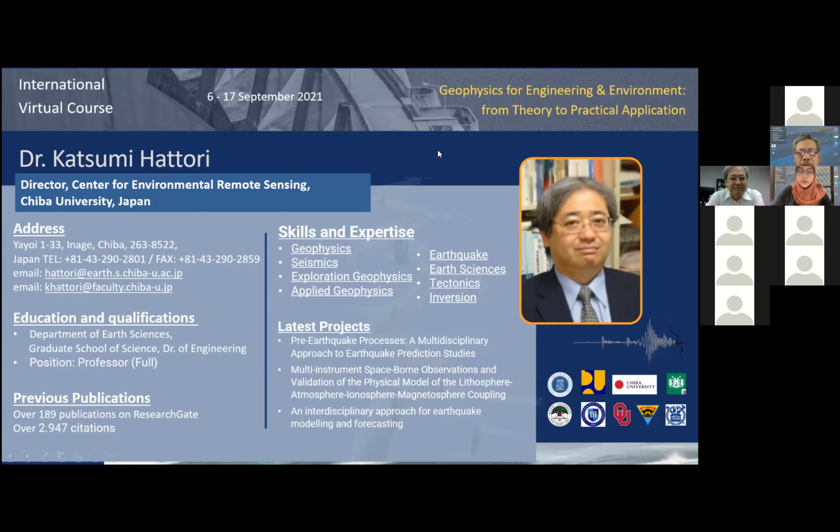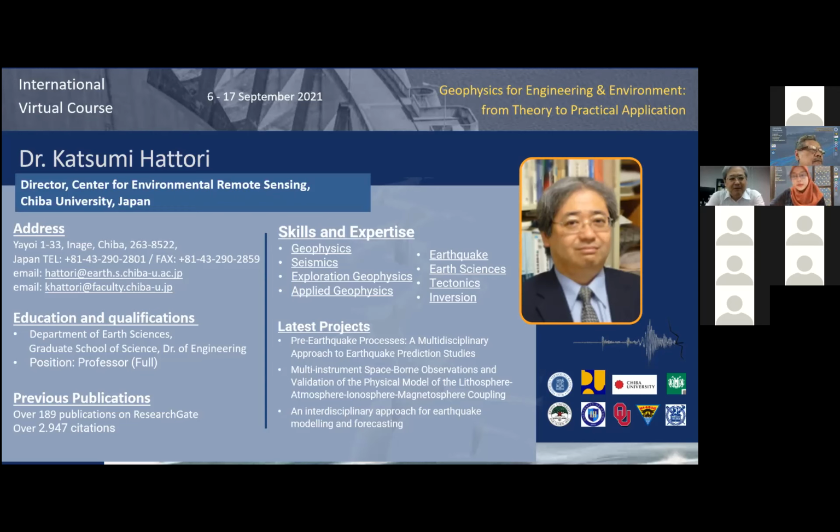Professor Hattori and friends have produced a book about pre-earthquake processes. I think this is a hot topic, especially for us who work with earthquake processes, earthquake prediction, etc.